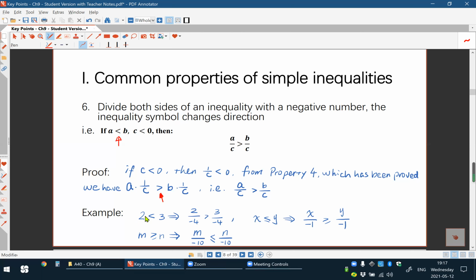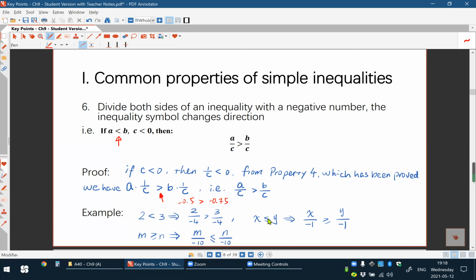For example, we know that 2 is smaller than 3, and if we divide both sides by -4, then we will get 2 over -4 is greater than 3 over -4, right? If you verify this, the left-hand side is actually -0.5. The right-hand side is -0.75. Of course, the left-hand side is greater than the right-hand side, right?